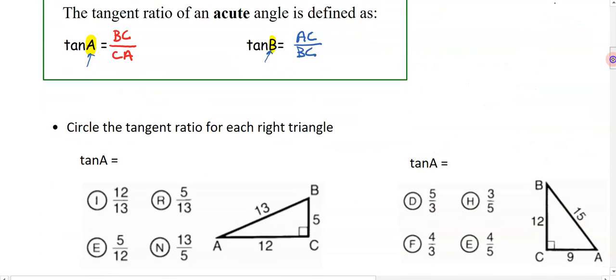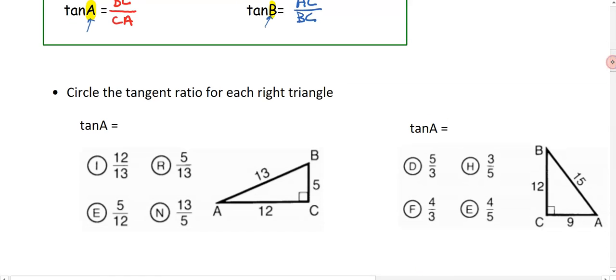All right, so let's practice finding the tan ratio. Here's a multiple choice question. The tan of A, so here's A, is what? Which one of these four? The tan of A is opposite as compared to adjacent, 5/12. There we go. Let's try the next one.